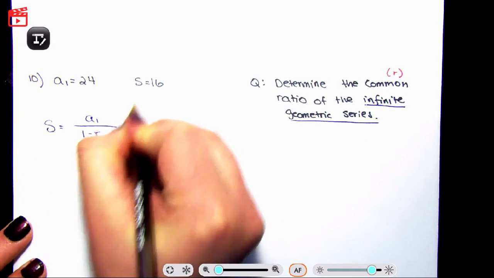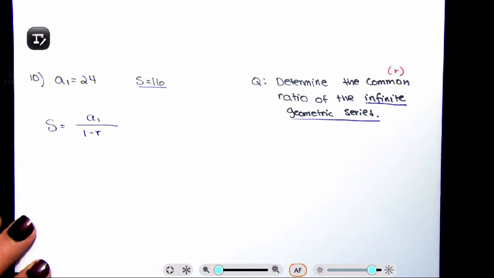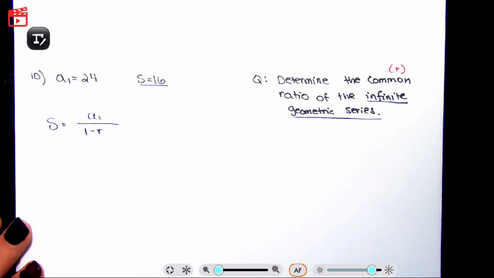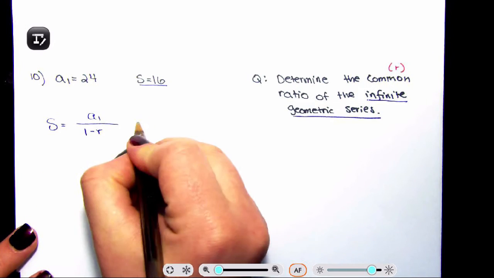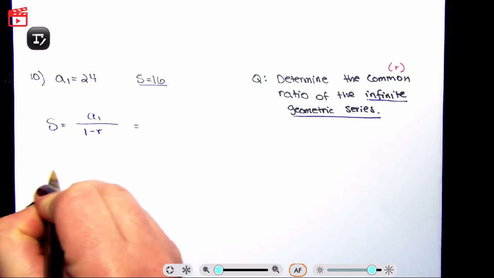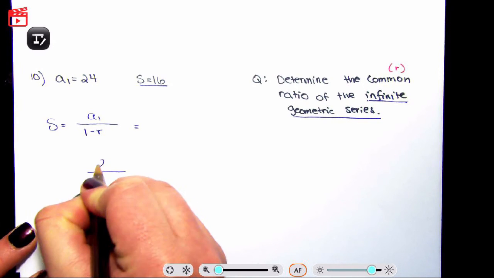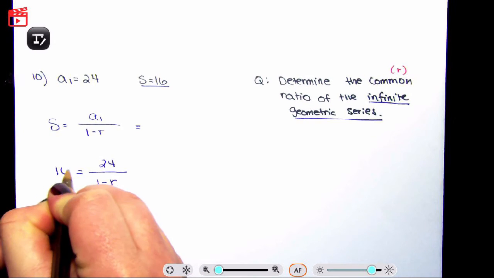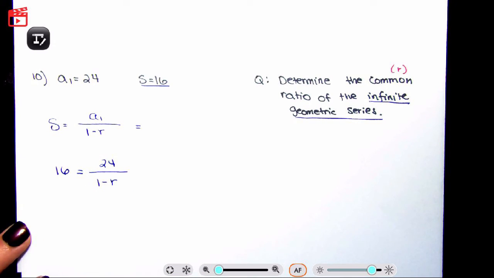And because a sum exists, that means there is a common ratio that is smaller than 1 when we take the absolute value. Now, r can technically be negative, but the actual absolute value needs to be smaller than 1. So the first value that they give us is a sub 1, which is 24. We don't know what r is. That's what we're solving for. However, they did tell us that it converges to 16.